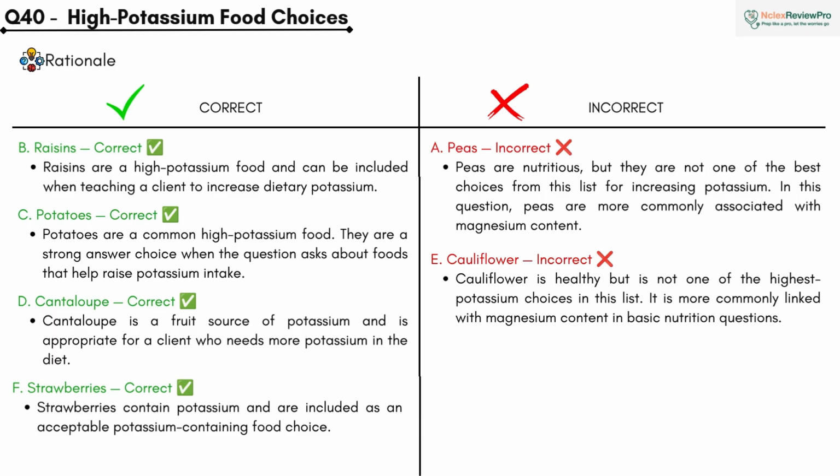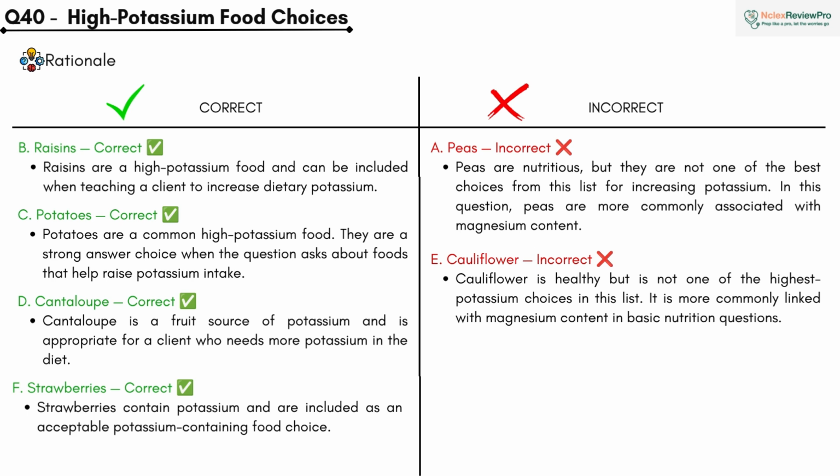Option B is correct. Raisins are a high potassium food and can be included when teaching a client to increase dietary potassium. Option C is correct. Potatoes are a common high potassium food. This is a strong answer choice when the question asks about foods that help raise potassium intake. Option D is correct.